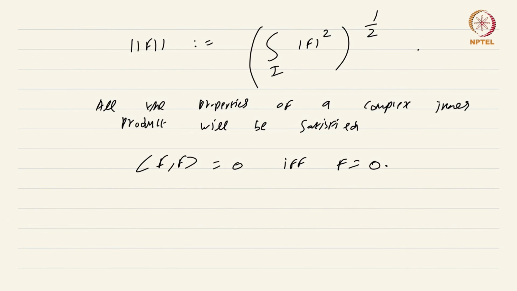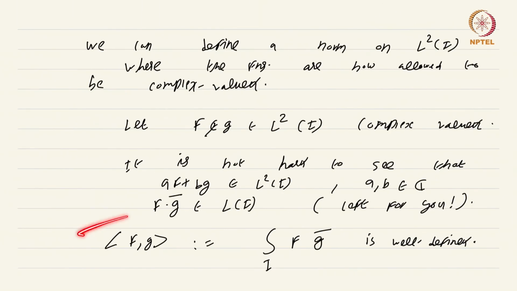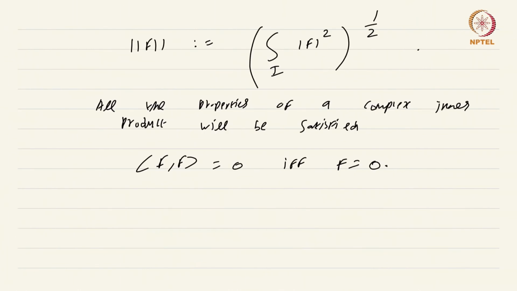As I mentioned before, the Cauchy-Schwarz inequality and the triangle inequality are both satisfied in this scenario as well, because this definition gives an inner product. So now what we are going to do is show in the next videos that L2 of I, now complex valued, is complete in this norm. In this semi-norm, to be precise, because not all properties are there. The property that norm f equal to 0 implies f equal to 0 is not true. So we will show that L2 of I is actually a complete metric space.